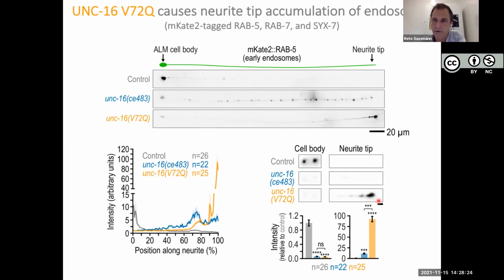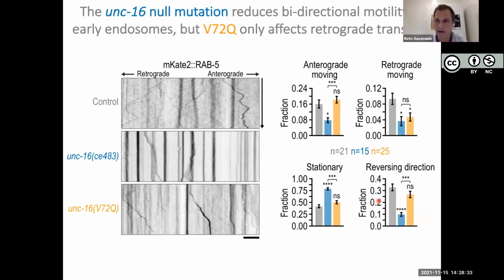To understand why we have this massive accumulation at the neurite tip, we looked at the motility of these RAB-5 particles, and we used kymographs to analyze how these particles move. In the control, you can see that they move in a bidirectional manner. In the knockout, they're mostly stationary. In the point mutation, the effect is distinct from the knockout in that you have fewer particles that move in the retrograde direction, but the anterograde moving particles are similar to controls. So we have perturbed retrograde transport of these particles, but we have not perturbed their anterograde transport. That offers an explanation for why these particles accumulate at the neurite tip in this UNC-16 V720Q point mutation.